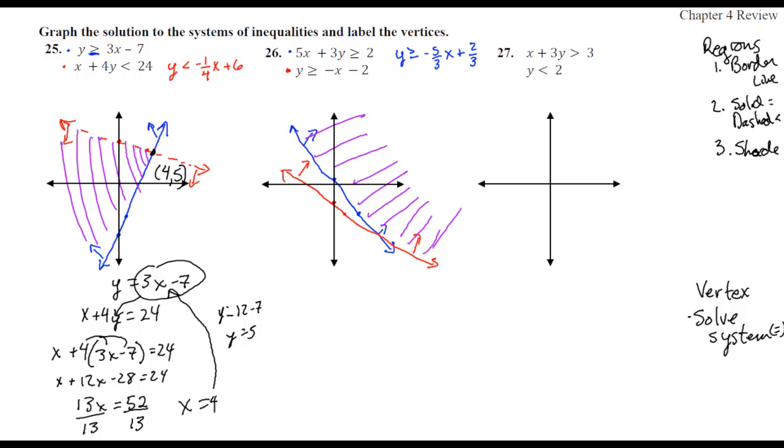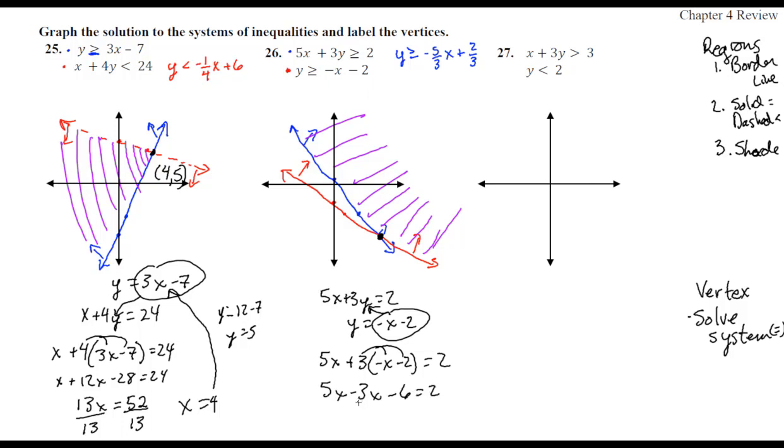Okay, second part of this problem, we now have to find the intersection of those 2 points. So let's write this out. 5x plus 3y equals 2, and y equals negative x minus 2. Again, it looks like we're set up very well for substitution. Let's stick that in there. So we get 5x plus 3 times negative x minus 2 equals 2. Jump that in and we get 5x minus 3x minus 6 equals 2. That's 2x. Add the 6 over, we get 8, and we get x equals 4.